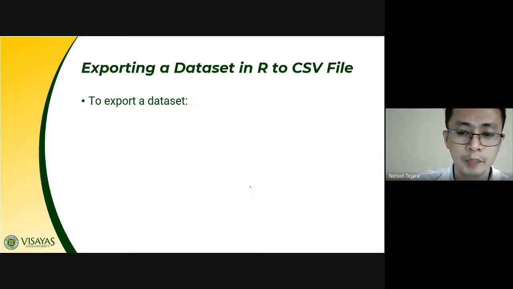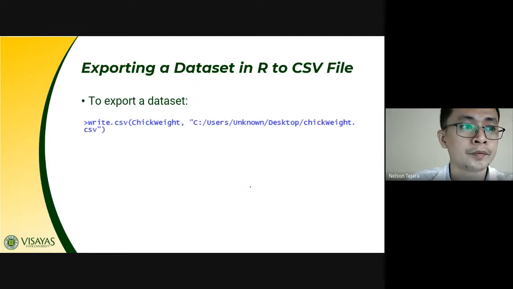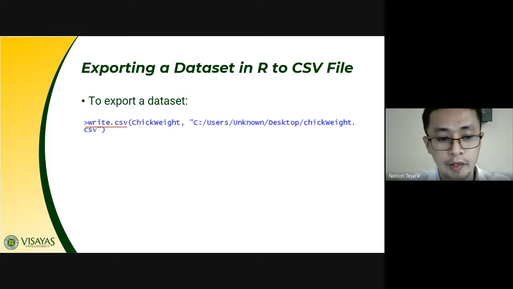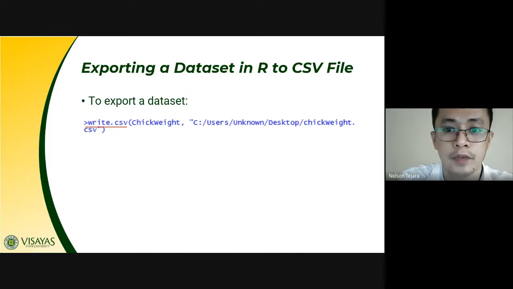So in importing, we use the read.csv function. When we try to export a data set, we will be using write.csv. Again, when we import, we use the read.csv function, whereas when we export a data set, we will make use of the function write.csv. So write.csv will store the data set that you have selected into your computer's hard drive or hard disk.